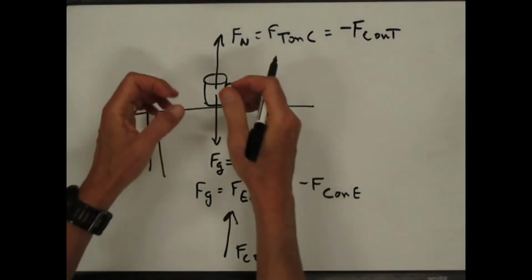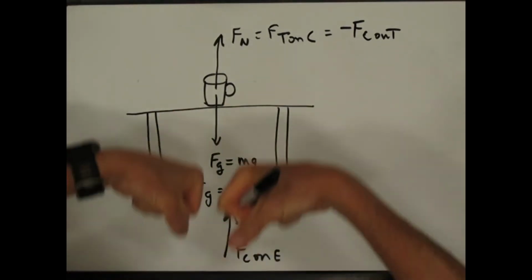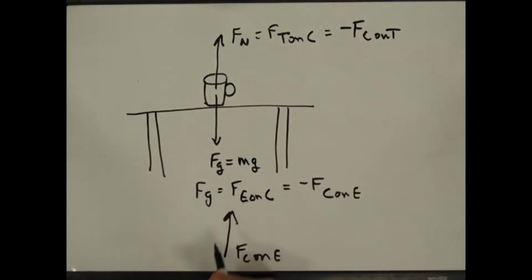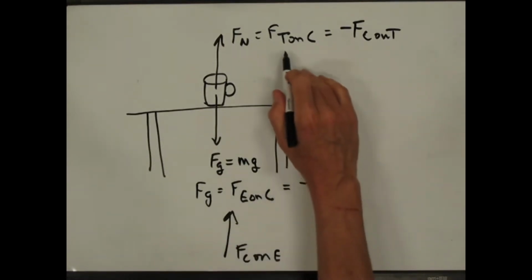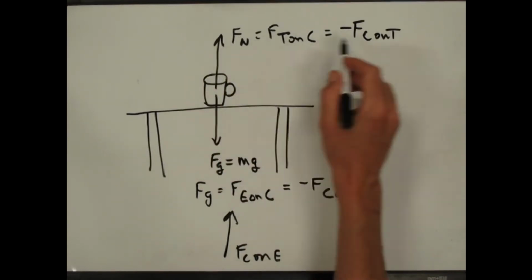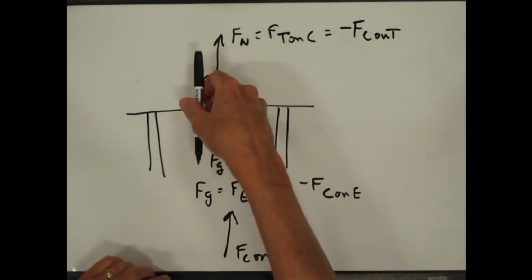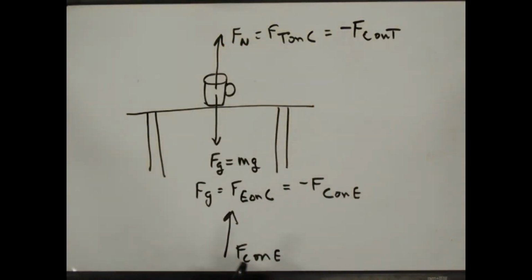So the gravity of the earth is reaching up and pulling down on the cup. The gravity of the cup is reaching down and pulling up on the earth. And those forces are equal and opposite. Similarly, the force due to the table pushing up on the cup is equal to the force of the cup pushing down on the table.